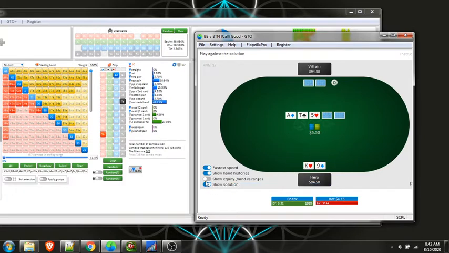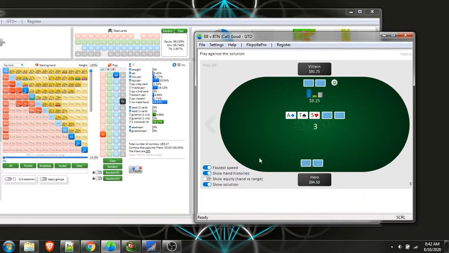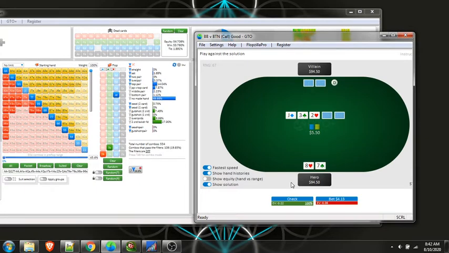Oh, this is slightly higher with the king high, but still probably only 35%. 9, 10, yeah. 35, 31, 32. So we'll check fold again. Yeah, that's pretty bad. Probably around 25%. 20. We'll check fold again.